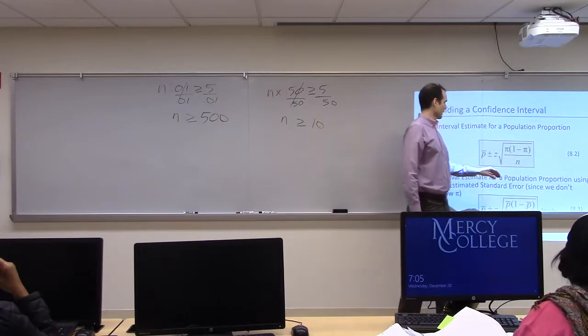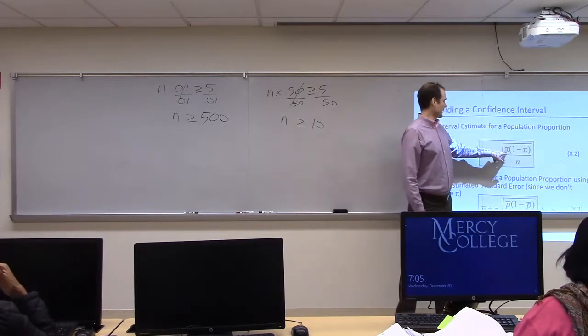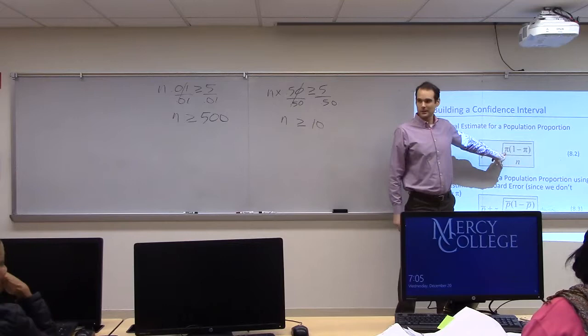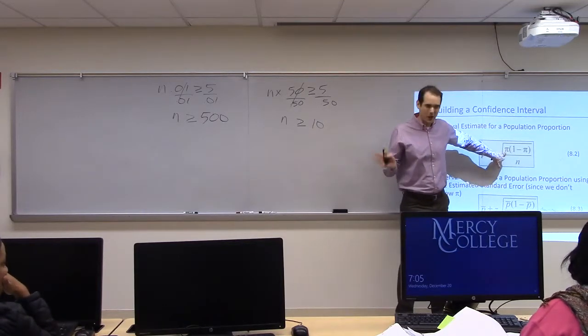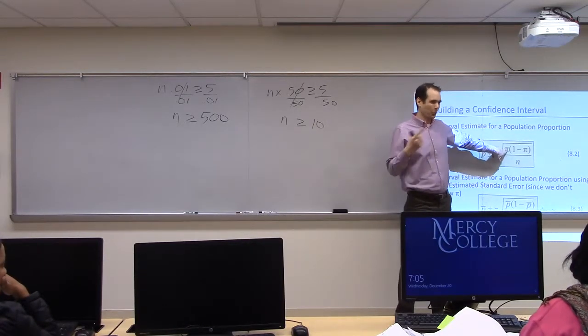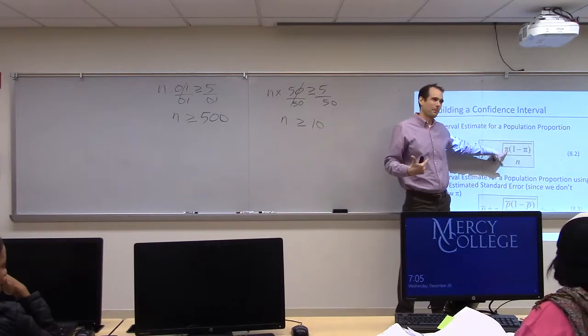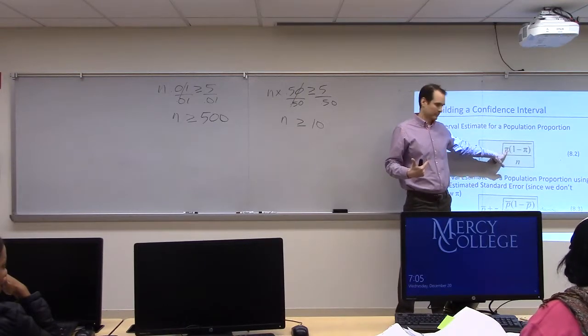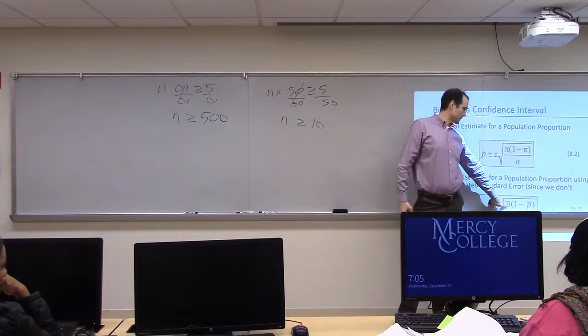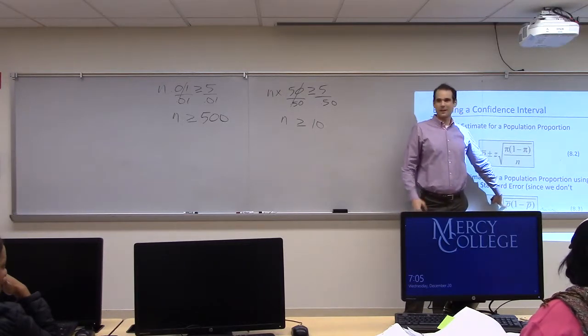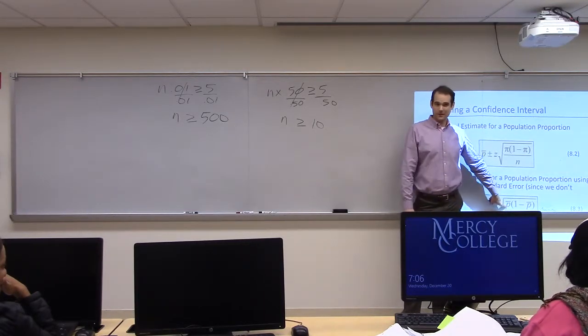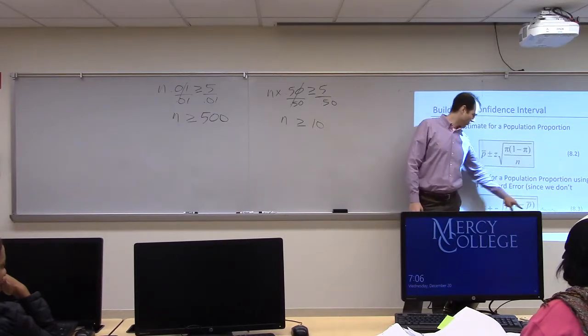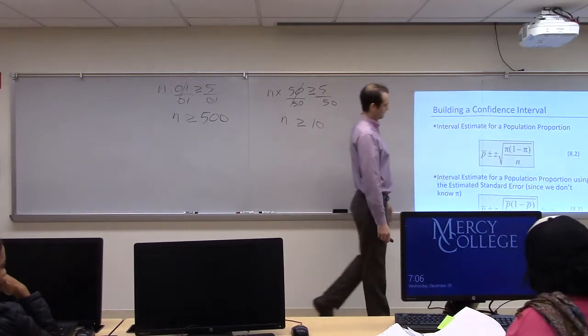Now, what Tay pointed out is this is the true population proportion, and when we're sampling, we don't know what that is. That's the whole thing we're trying to find out. So what do we do instead? We substitute the sample proportion that we find in our data for the true population proportion.